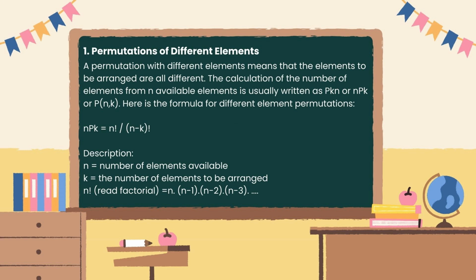1. Permutations of different elements. A permutation with different elements means that the elements to be arranged are all different. The arrangement of k elements from n available elements is usually written as P(n,k), nPk, or P^n_k. Here is the formula for different element permutations: nPk equals n factorial divided by (n minus k) factorial. Description: n equals the number of elements available, k equals the number of elements to be arranged. Factorial: n factorial equals n times (n minus 1) times (n minus 2) times (n minus 3), and so on.